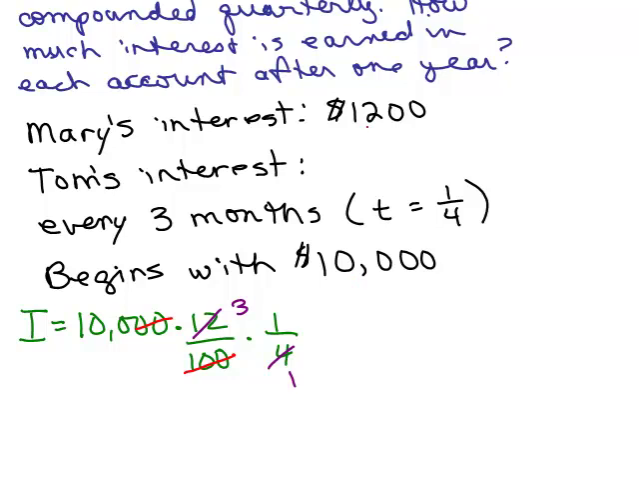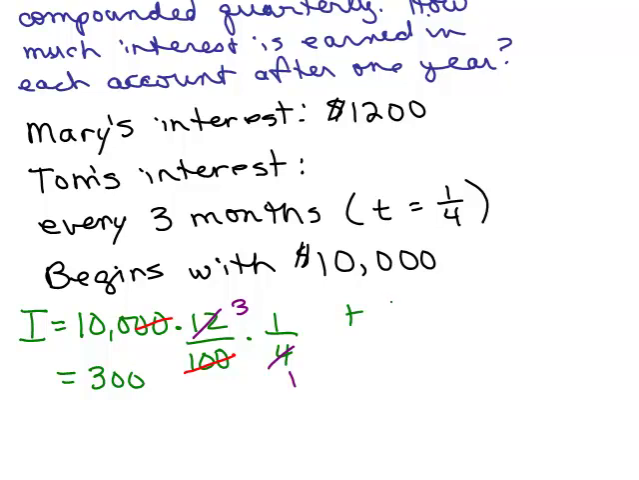And Mary would have also earned 300 after 3 months, but 300 again after another 3 months, 300 again after the next 3 months, and giving a total of 1,200 after the year. But we only want to know what he's made after the first 3 months. So his interest here is $300.